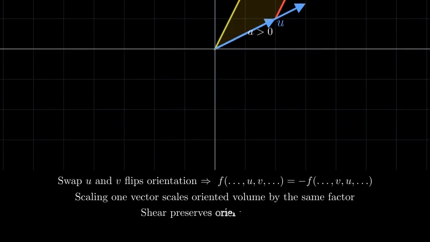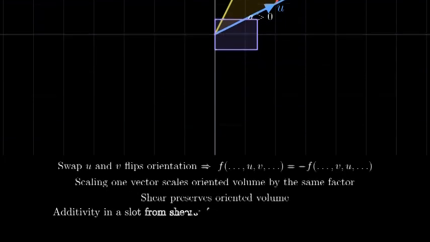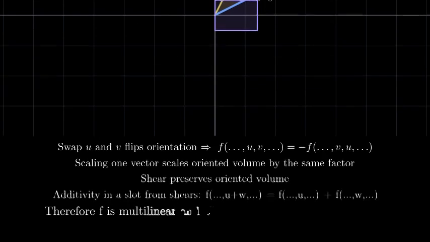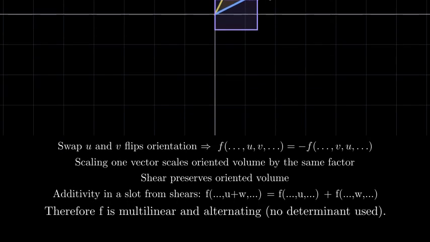A shear adds a multiple of one vector to another. It preserves oriented volume. From shears we get additivity: f of u plus w equals f of u plus f of w in any slot. Together, homogeneity and additivity give linearity in each slot. Therefore, f is multilinear and alternating.